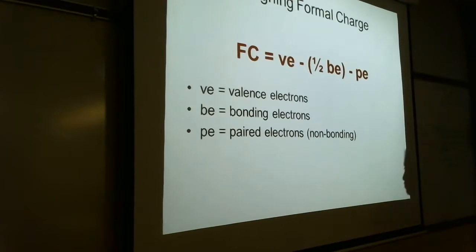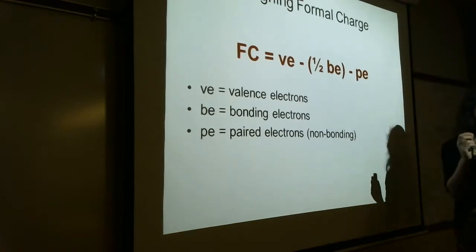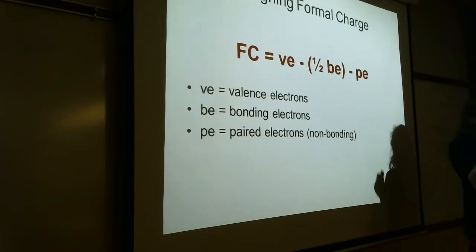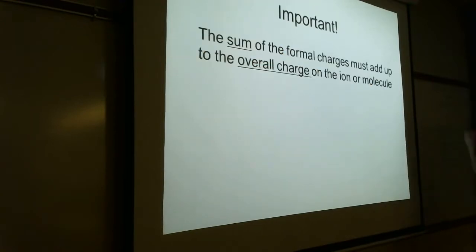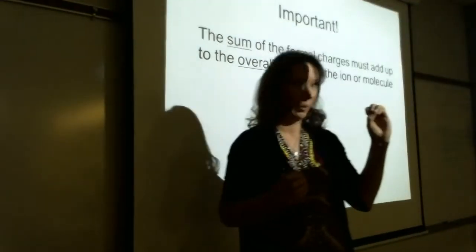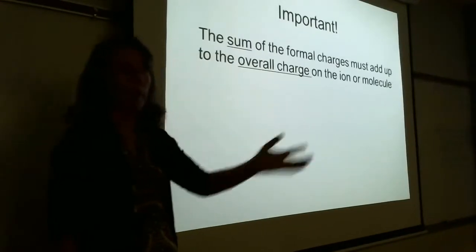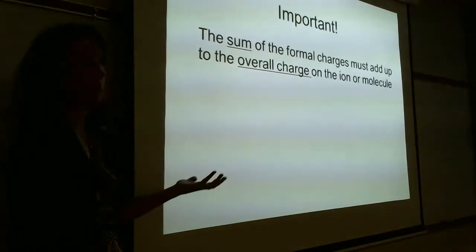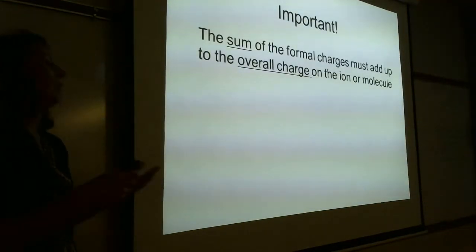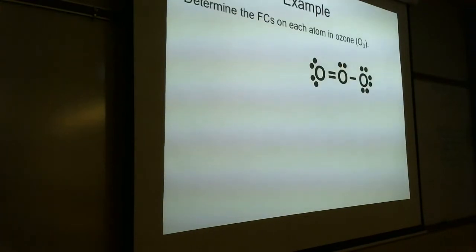Now you assign formal charge to every single atom individually, okay? Every single atom individually gets a formal charge. It's not just the molecule as a whole. You've got to calculate it for each unique atom. Then this is what I just said: the sum of the formal charges must add up to the overall charge. So if the molecule is neutral, it should all add up to 0. And if it's a polyatomic ion, they should all add up to the charge. So if you're doing ammonium, they should all add up to +1. If you're doing carbonate, they should add up to -2. If you're doing carbon dioxide, it should add up to 0. Okay, makes sense?